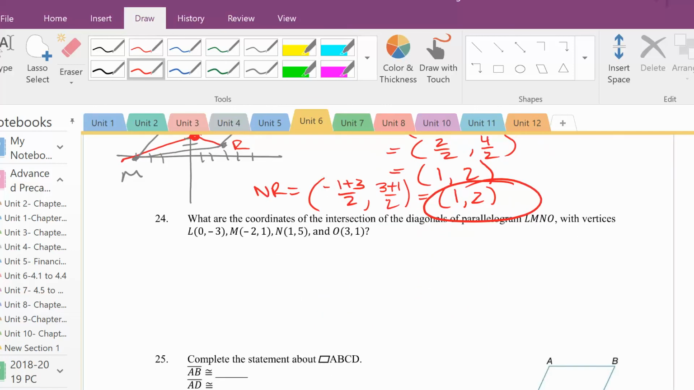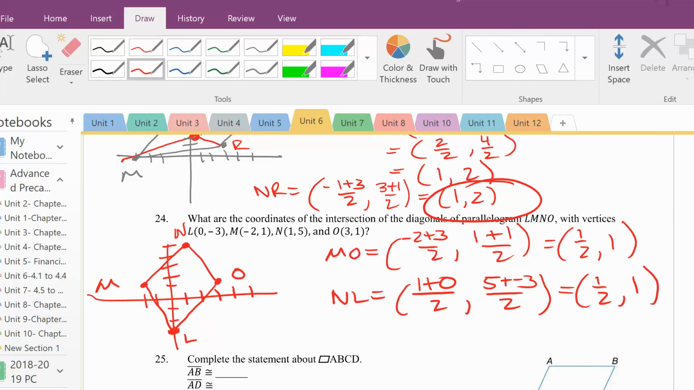So go ahead and try the same thing for 24. All right, notice if you draw the picture, the diagonals are from N to L and M to O, so you want to find the midpoint. If you do the midpoint of each diagonal, notice you get the same coordinate. It's (1/2, 1).